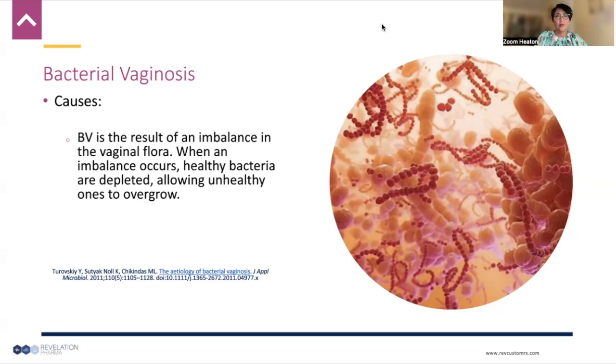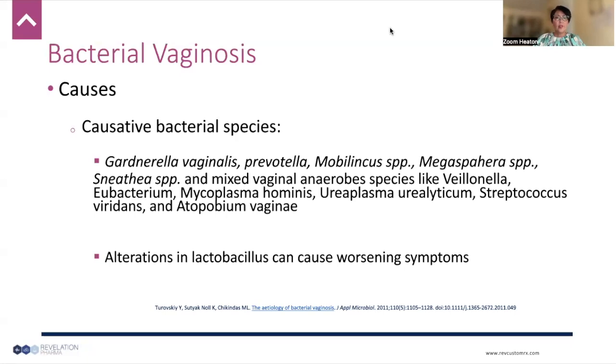And there is some research suggesting that Gardnerella vaginalis is the primary bacteria that actually starts issues with disruption of other bacterial flora. And another bacterial species that's been associated with bacterial vaginosis is lactobacilli. So alterations in lactobacillus appear to play a huge role in this condition as well. And it's more to do with the reduction in the number of this species that can cause worsening of symptoms. So some causative bacterial species.